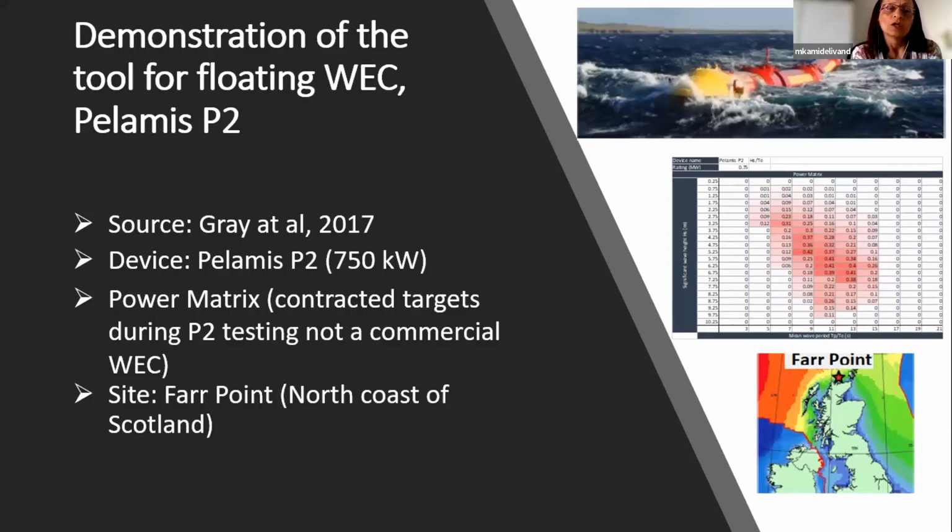This device is 750 kilowatts, but the power matrix that has been used for the case study is based on the contracted target power matrix during P2 testing, not a commercial rate. So the annual power production is much less than can be expected for a commercial rate. And the site is in Farr Point, northeast of Scotland.